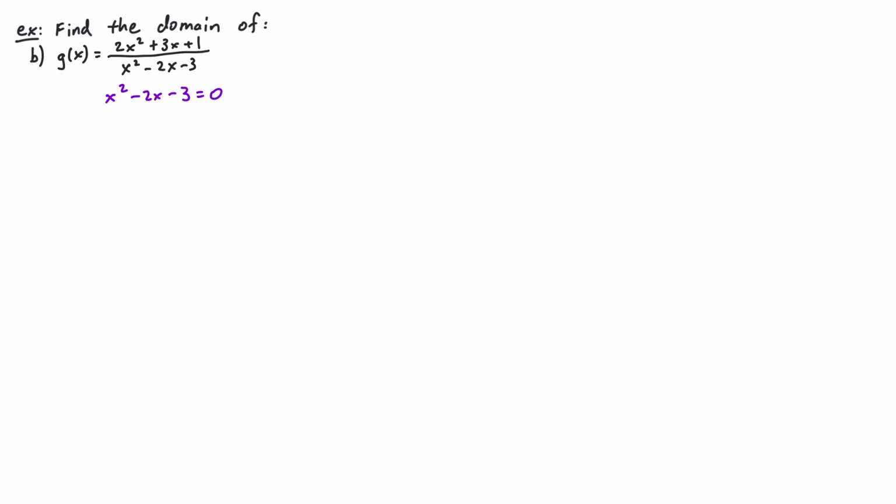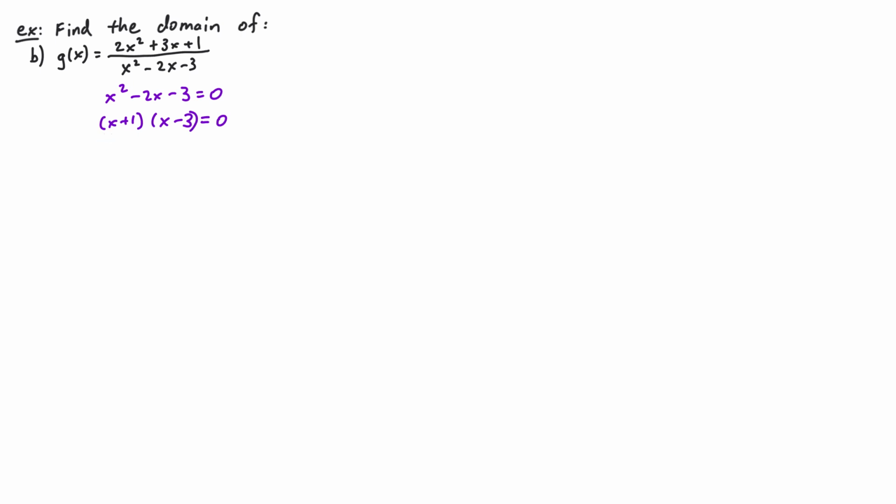Again, to solve this, we can try to factor that left-hand side. We would need two numbers that multiply to -3 and add up to -2. Those two numbers are +1 and -3. So our polynomial here factors as x plus 1 times x minus 3. Set this equal to 0, and let's solve this.